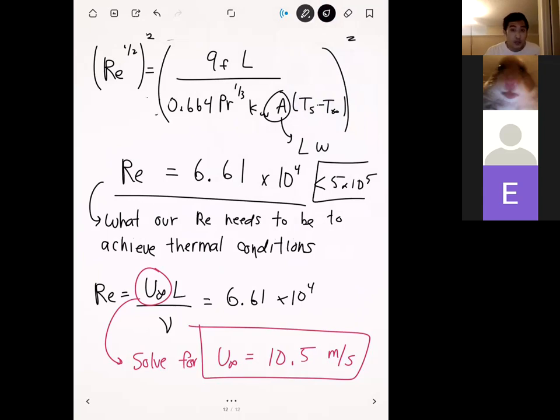All right. Any questions on this example? I have a quick question. Sure. So if your assumption was wrong and you got a Reynolds number greater than 5 times 10 to the 5th, how would you know whether it were mixed or turbulent?